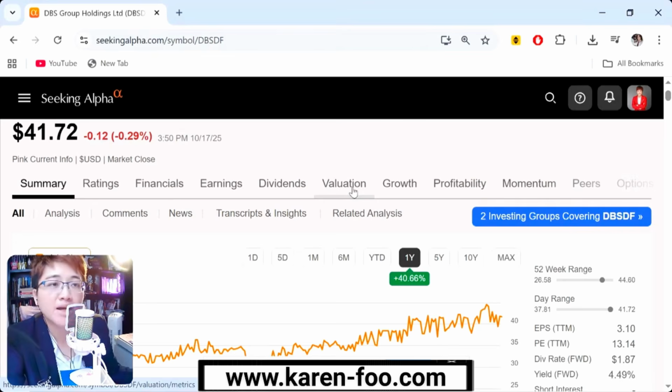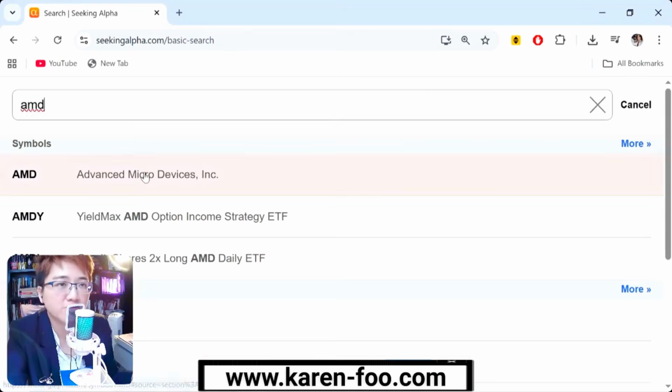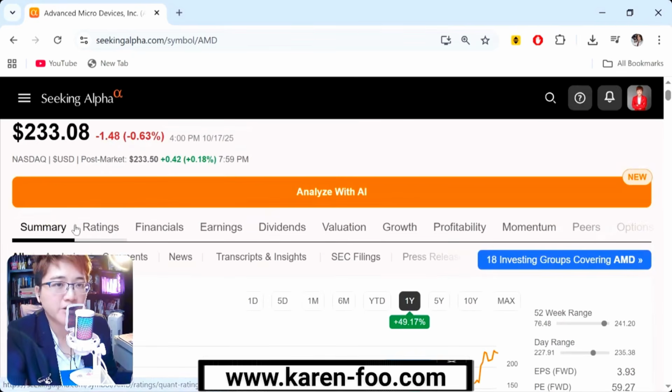You see the difference? And also you can use this website for other purposes too. And this website is called Seeking Alpha. Again, link in the description below. So let's say you go and pick a stock that you really like, okay? AMD. You can go to ratings.